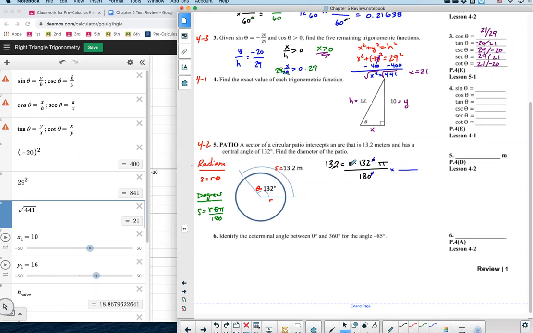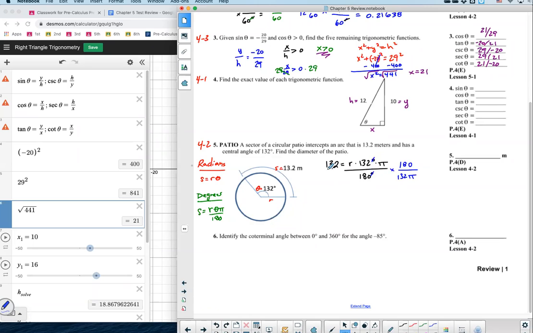Since I'm trying to solve for r, that's our unknown variable, we do the opposites. That's what we learn in algebra, and so it's multiplying by 132 and multiplying by pi, but dividing by 180. What I'm going to do is the opposite. So instead of dividing by 180, I'm going to multiply by 180, and I'm going to divide by 132 pi.